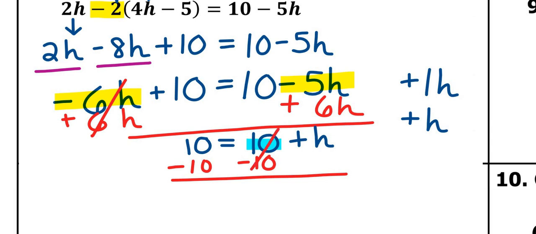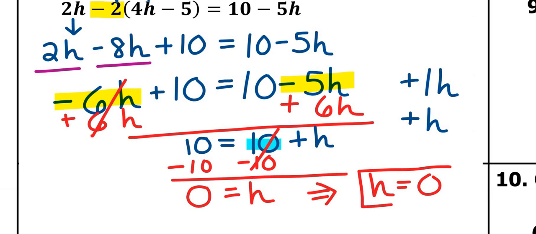On the right side, this will cancel. On the left side, 10 minus 10 will give me 0. Equals. All I have left on the right is h. So 0 is equal to h. You can also rewrite this as h equals 0 as my final answer. Okay, let's move on.